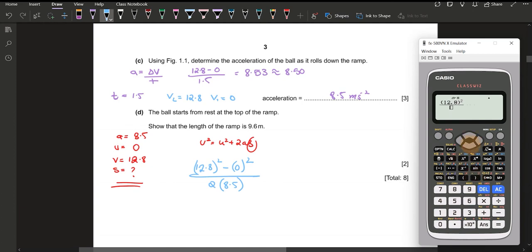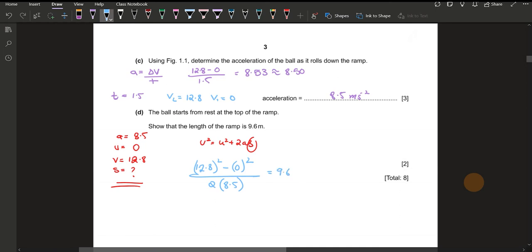So squared divided by 2 into 8.5, which is going to be equal to 9.63. And we have proven our answer. And we are done with the question.